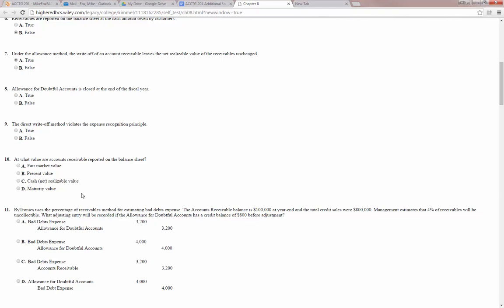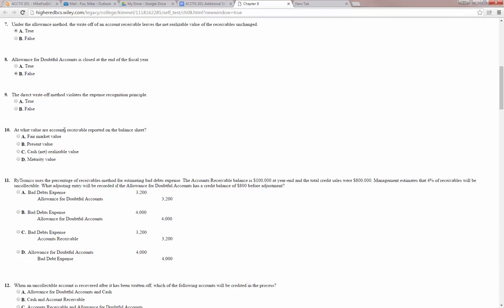Number 8, allowance for doubtful accounts is closed at the end of the fiscal year, and that is false. Instead, what we do is we adjust it to the new amount. Usually at the end of each fiscal year, we make an estimate for the next year as the amount we think will be uncollectible and make an adjustment to bring the account up to that. So it's not closed.